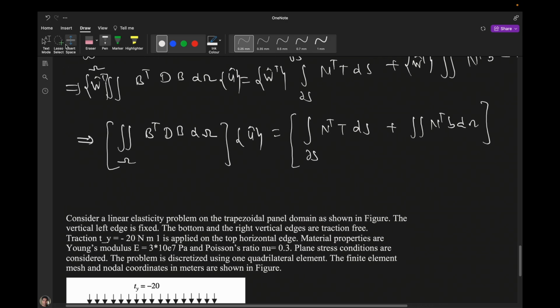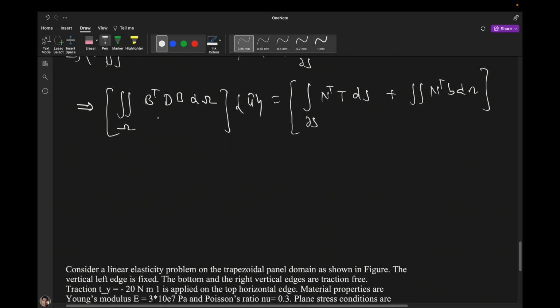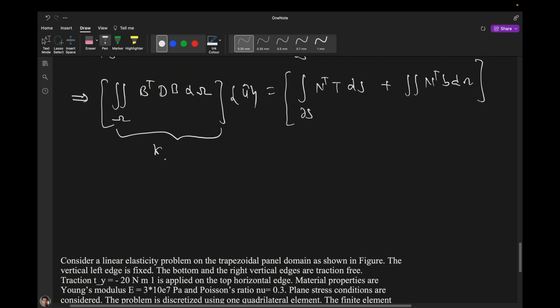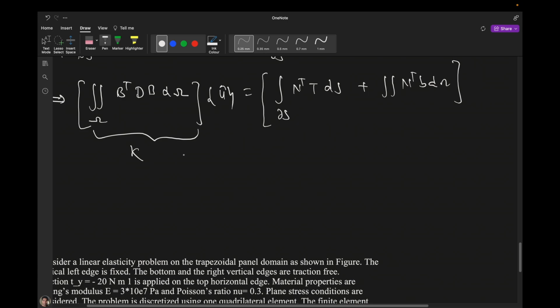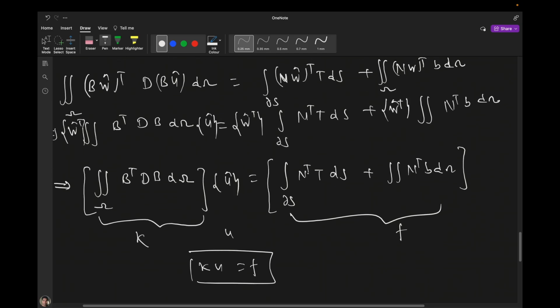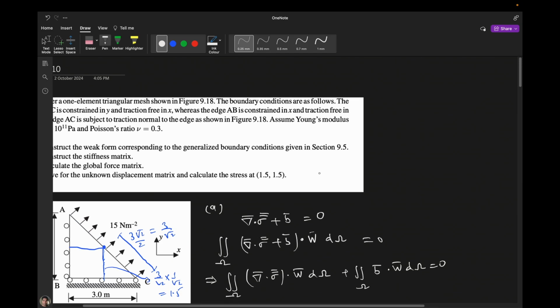So we already know that this will be nothing but the stiffness matrix. So that will be K, and this is the U, and this whole term is F. So we can write it as KU equal to F. So I have derived it again, because the problem is demanding that.